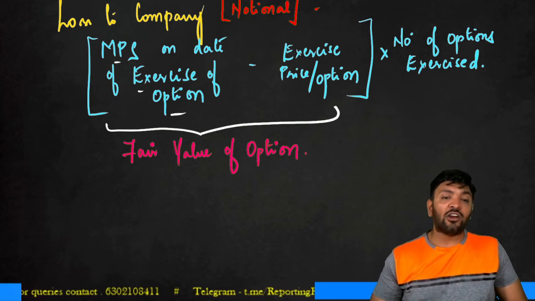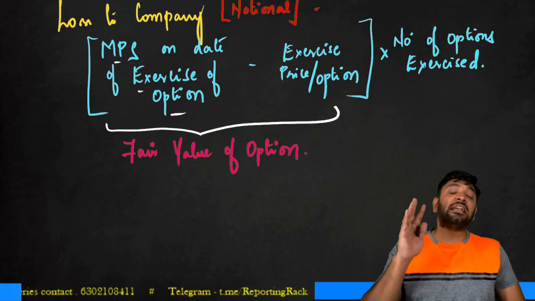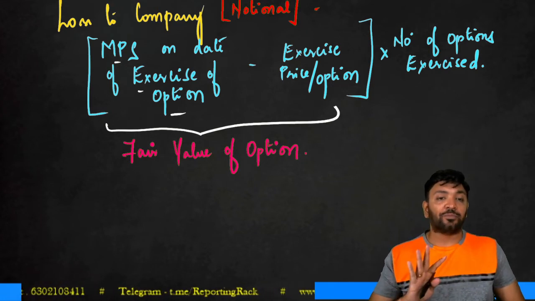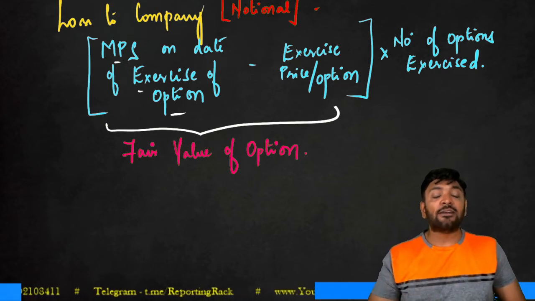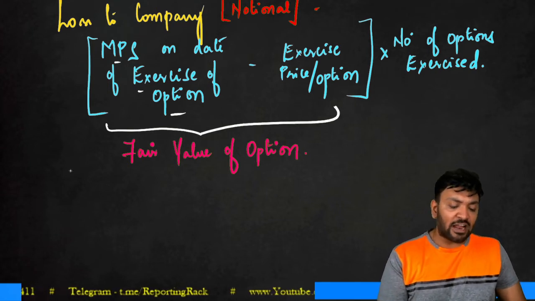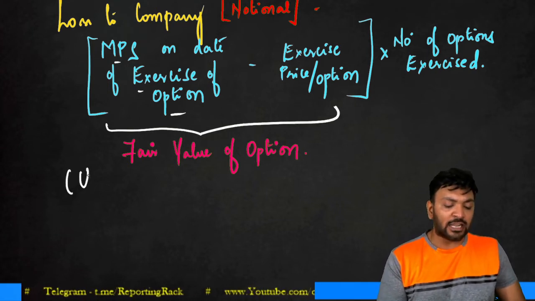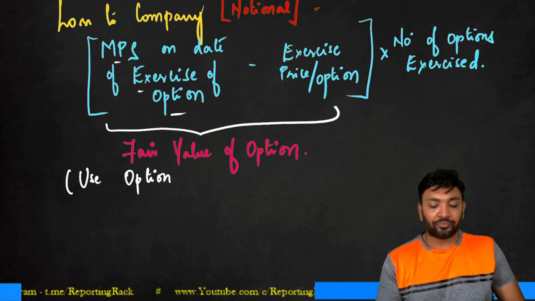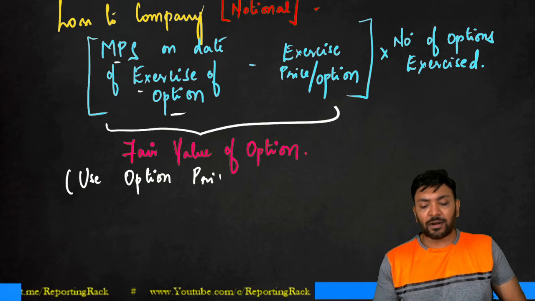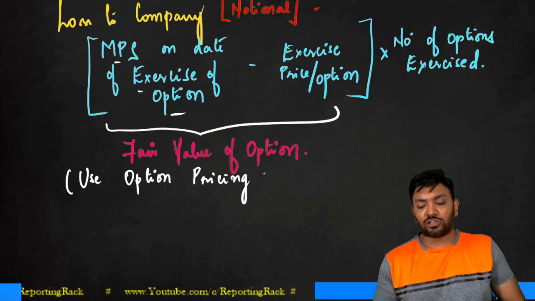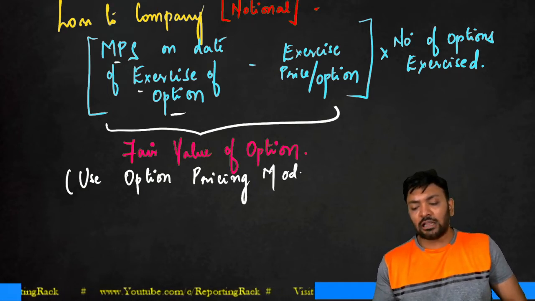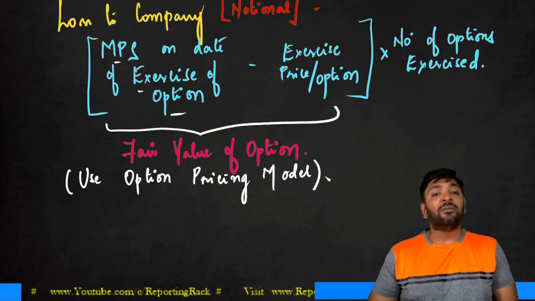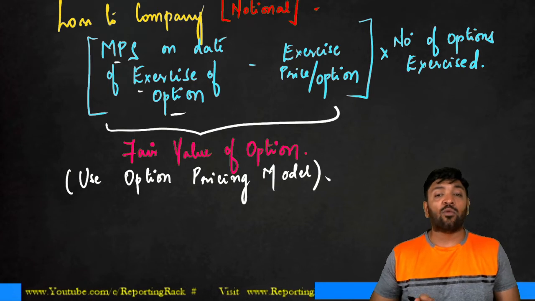What is your fair value of option? It is the estimated market price on date of exercise minus exercise price per option. So I'm estimating using fair value of option. This fair value of option should be determined using option pricing models, Black and Scholes, binomial model, all that you'll read as a part of financial report, your strategic financial management. The same thing has to be applied in determining what is a fair value of option.